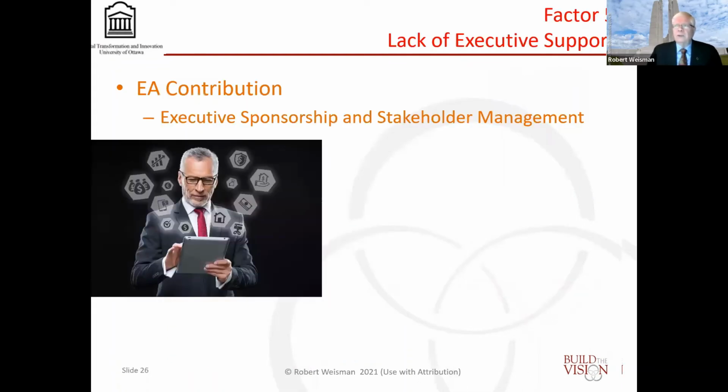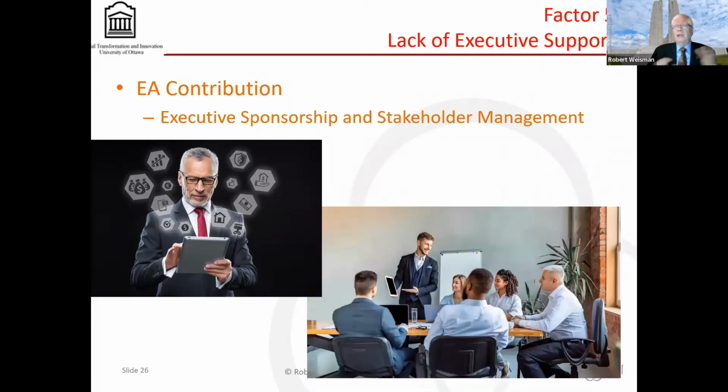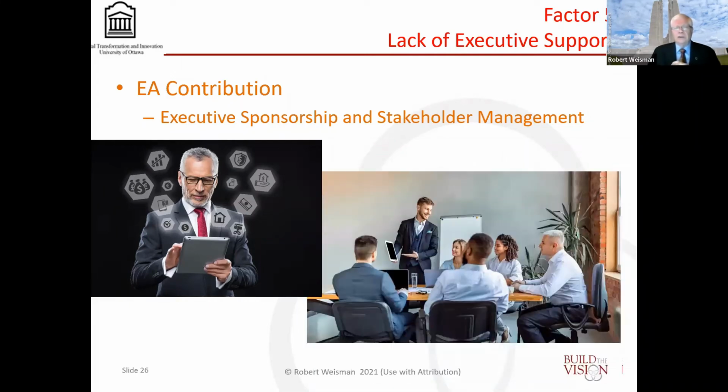Lack of executive support. Enterprise architecture has a mechanism such as viewpoints. There's a set of viewpoints onto the architecture that appeal to executives. And then you can present to the executives how they want to see the architecture. Generally speaking, you also do stakeholder management. So you understand your stakeholders and you present the architecture in ways that are meaningful to them.